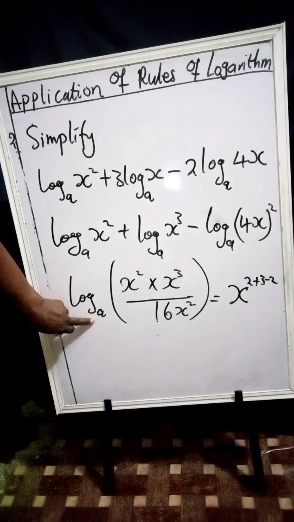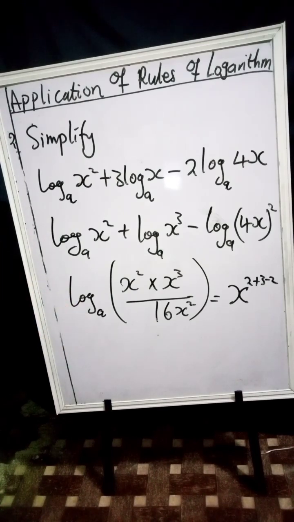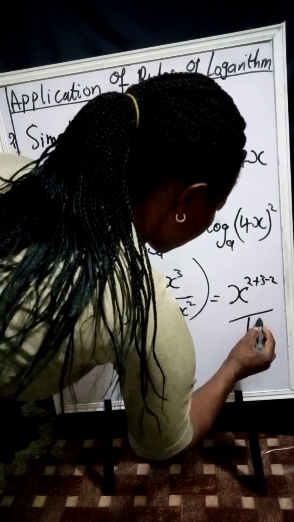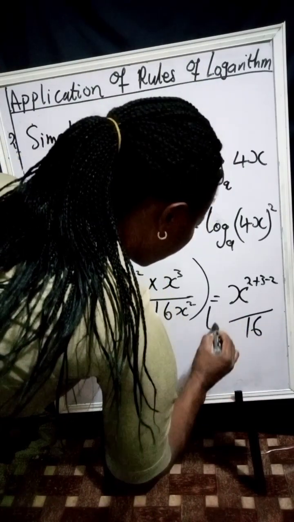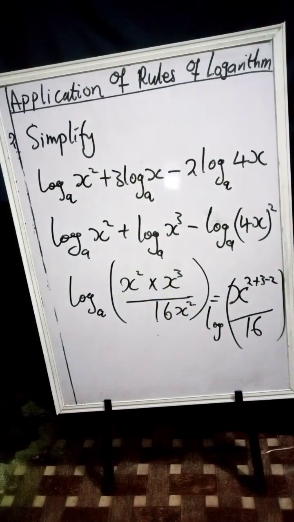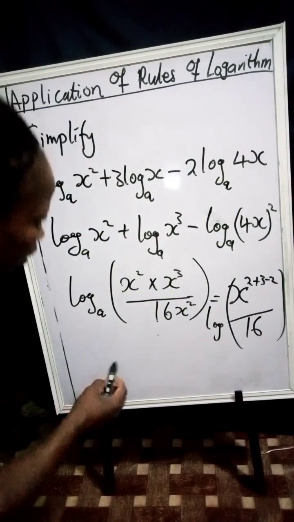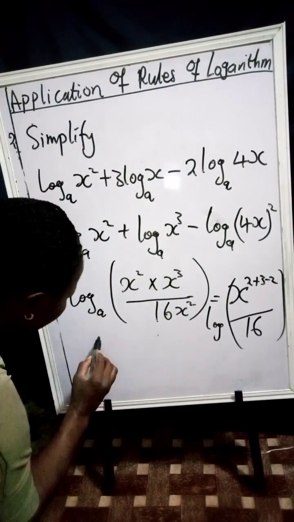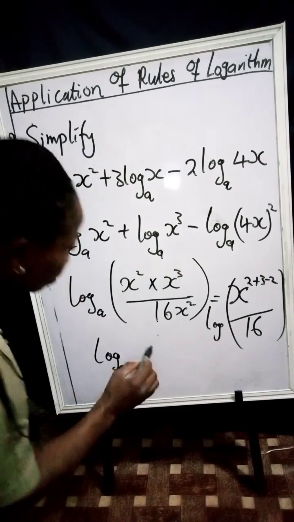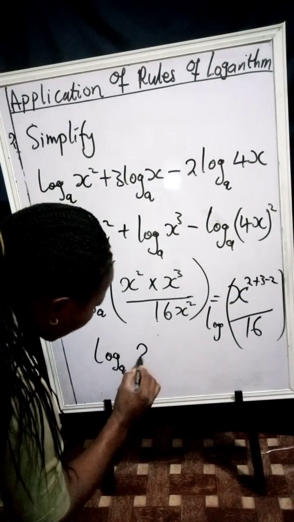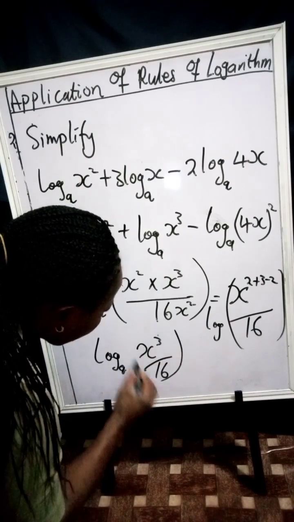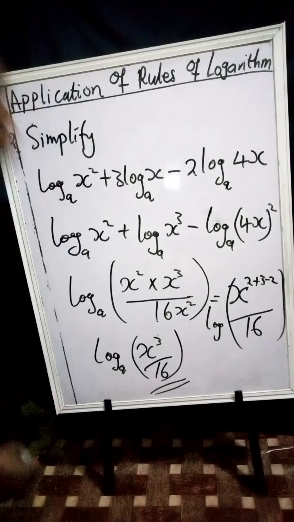Don't forget to carry out our logarithm. 16. Okay, so at this point we will have that this will be log x to power 3 over 16, and that will be our answer.